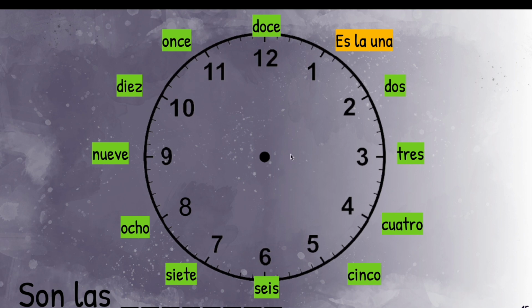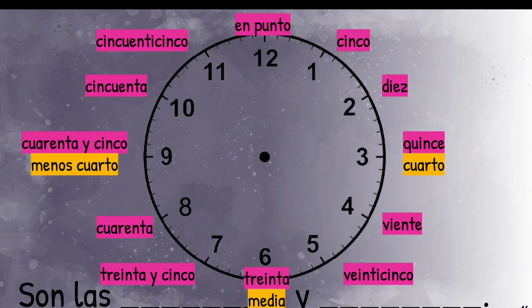So, por ejemplo, son las dos. There are more than one, right? Son las dos. If it is 1 o'clock or within the 1 o'clock hour, you would say es la una. You would not use son las. You just say es la una, and then we'll move on. You will add in the minutes.